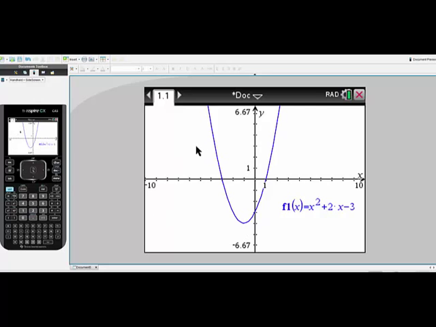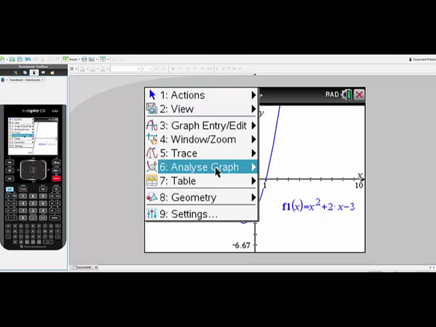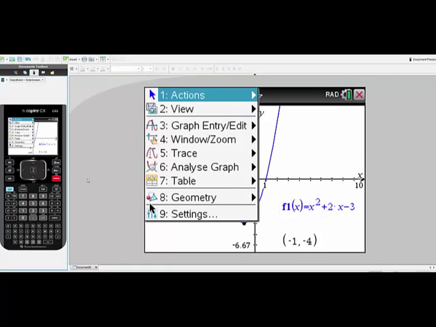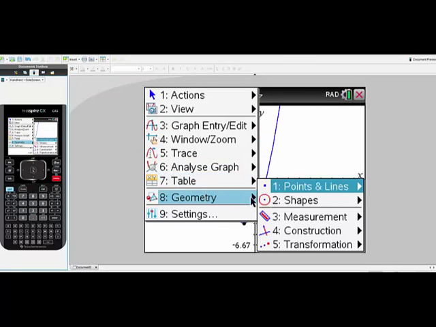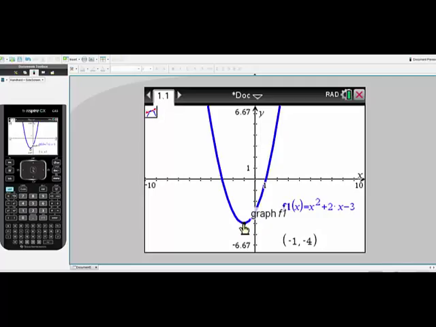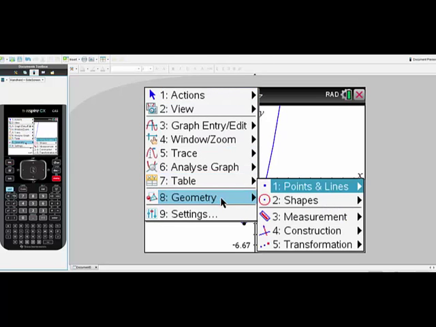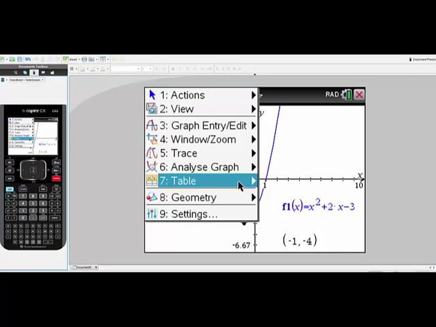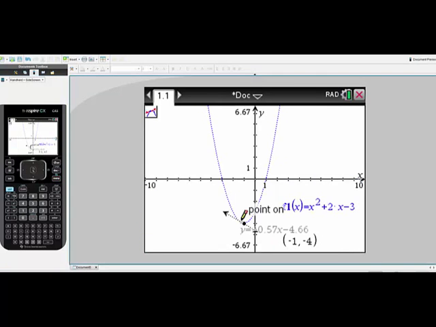But if we think about it, if we would have a point that's moving around on the curve, walking around on the curve here, and then we find the tangent at this point as it's moving. The tangent here at the minimum. Let's analyze the graph. Now I would like to have the tangent right here where x is minus 1. Geometry, points and lines, tangent, and okay, we have to plot the point. Okay, no problem. Geometry, points and lines, point on. I'm going to choose this point. Okay, and now we can draw the tangent.